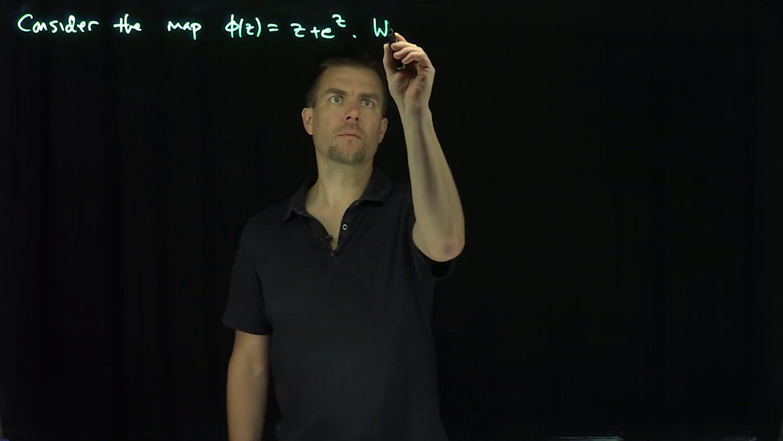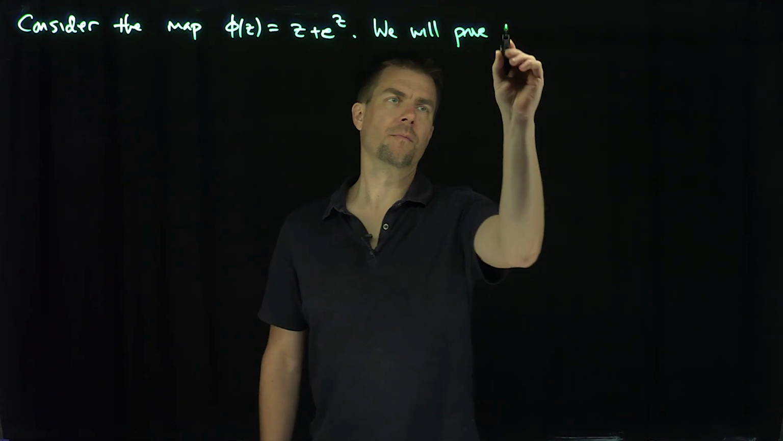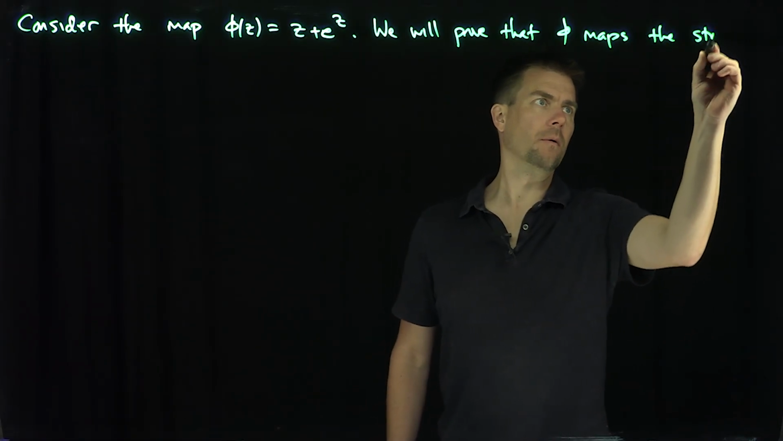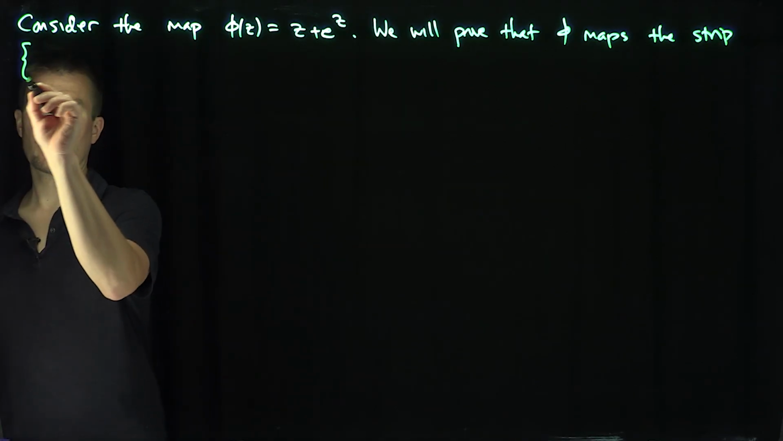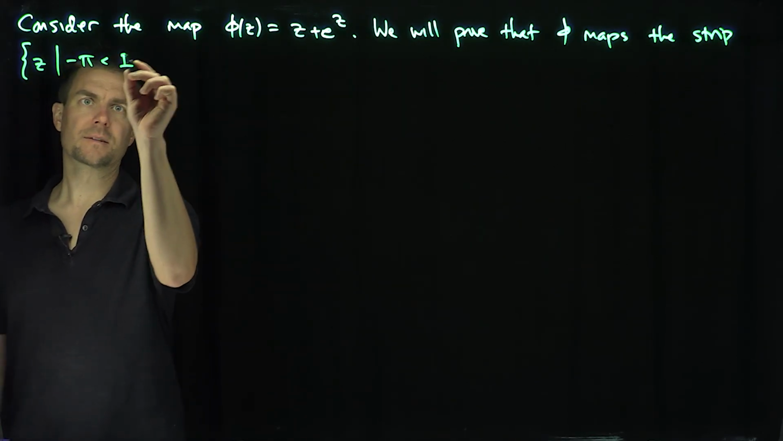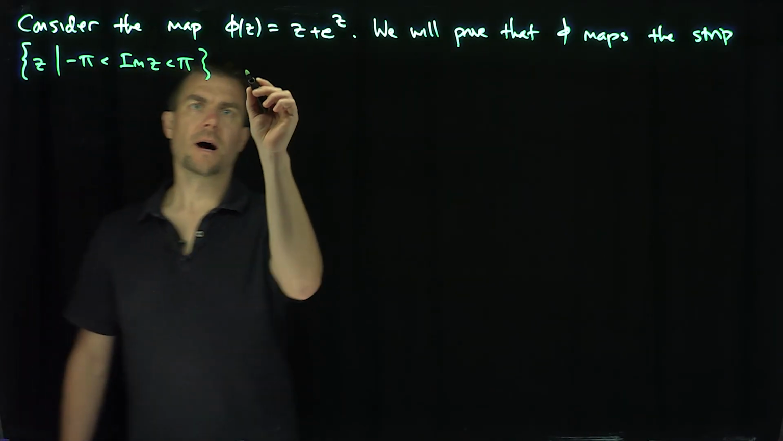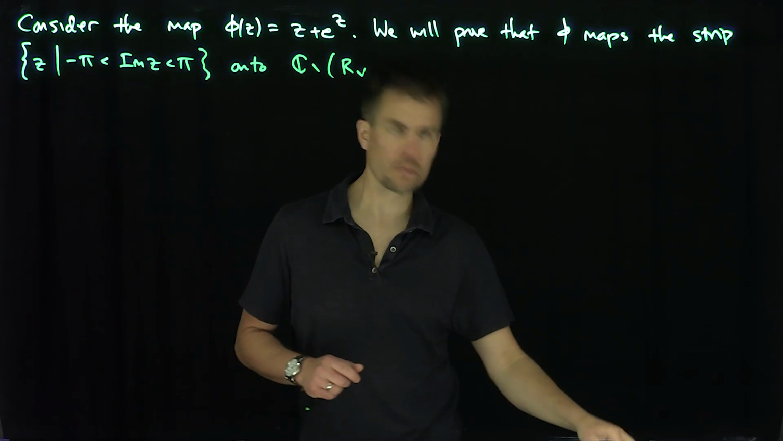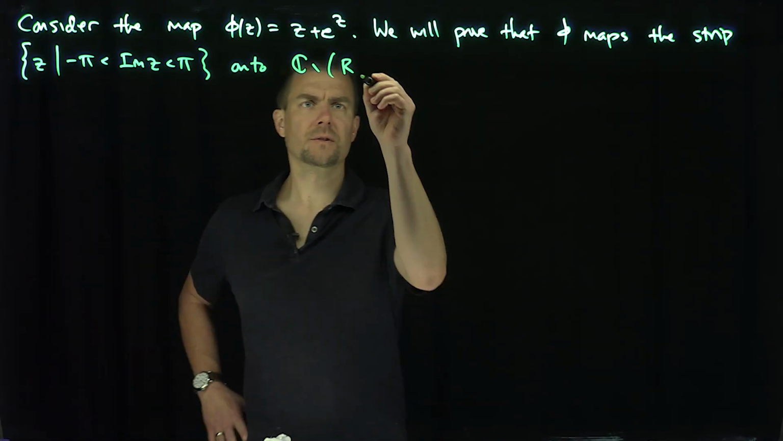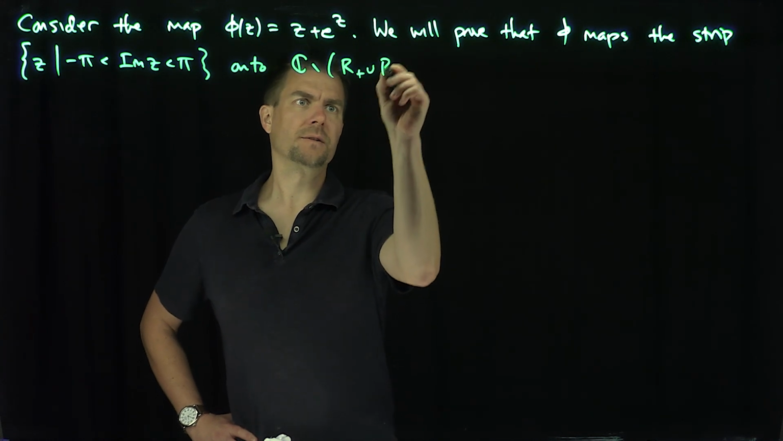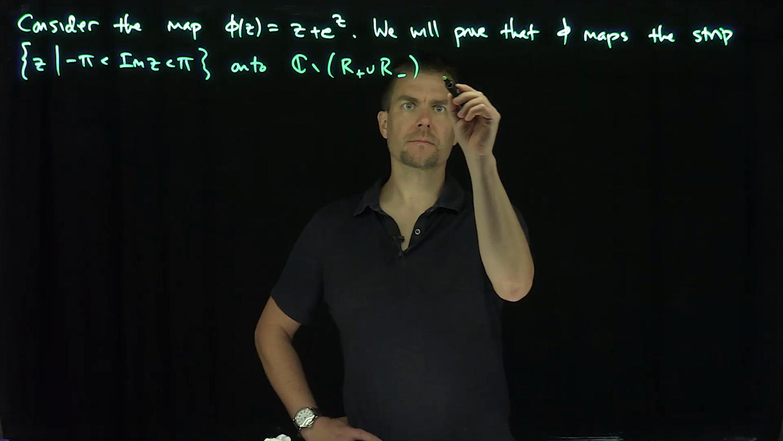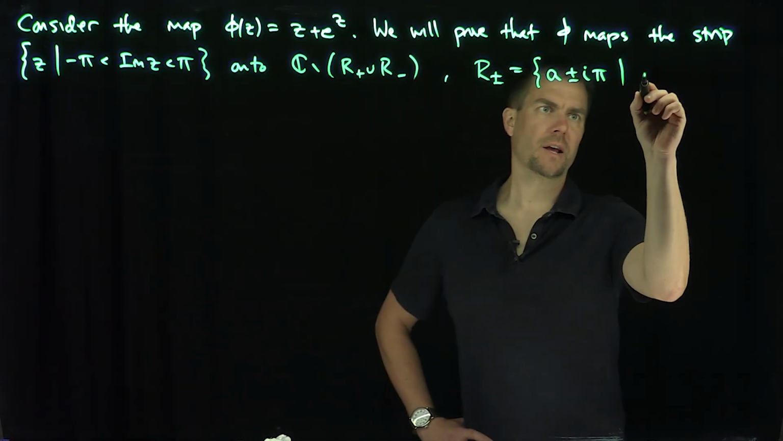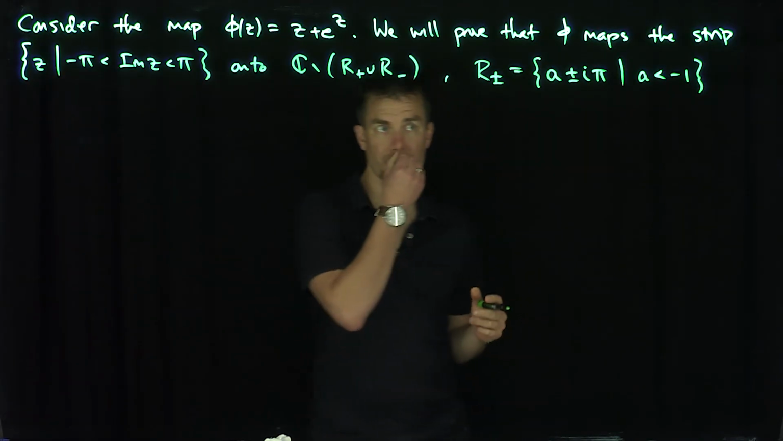Let's prove that phi maps the strip of z such that negative pi is less than the imaginary part of z, less than pi, onto the complex plane, onto C minus the union of two half-line segments, R plus and R minus, where R plus minus is the set of all a plus minus i pi, such that a is less than -1. Okay, those are those strips.